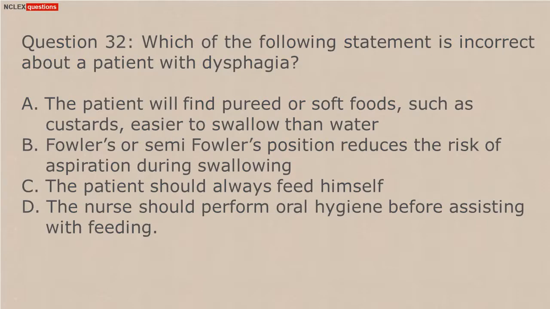Question 18. High-pitched gurgles heard over the right lower quadrant are A. A sign of increased bowel motility. B. A sign of decreased bowel motility. C. Normal bowel sounds. D. A sign of abdominal cramping.